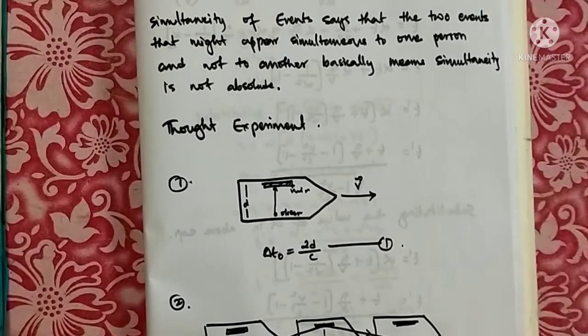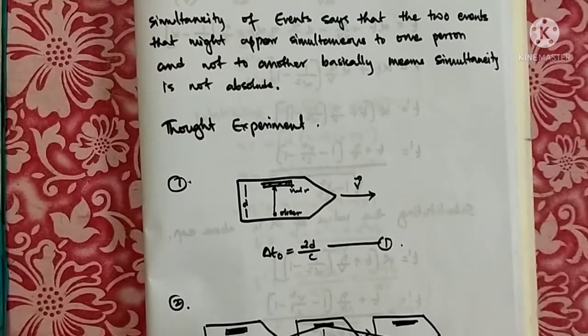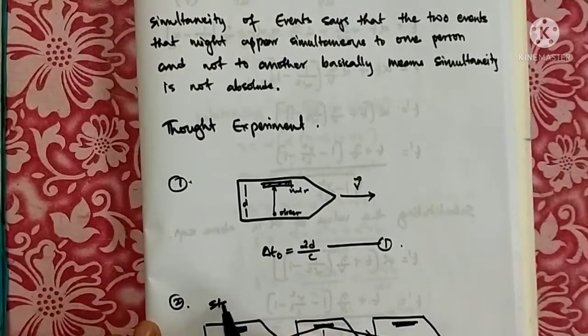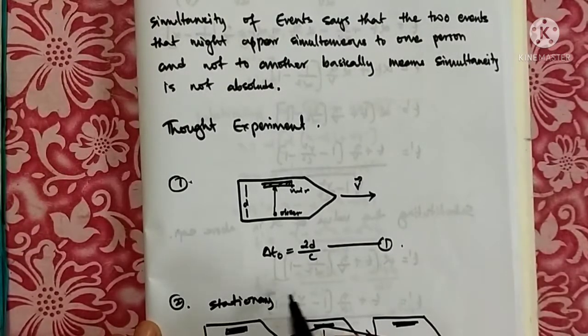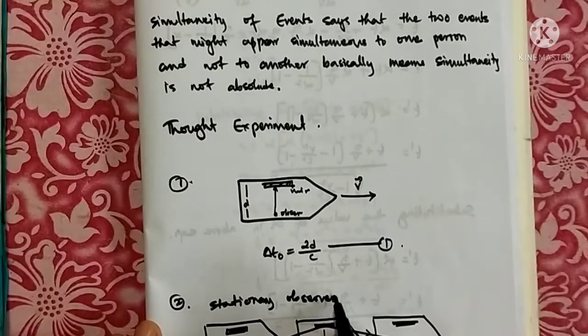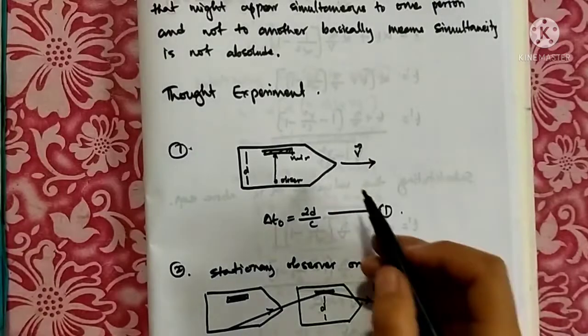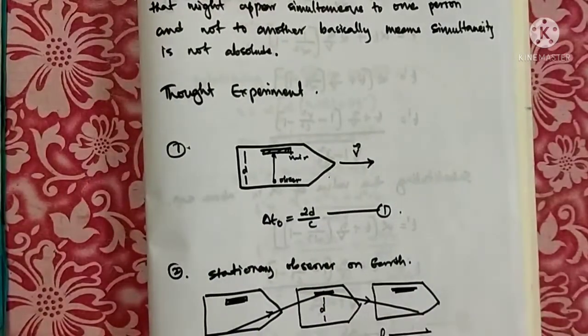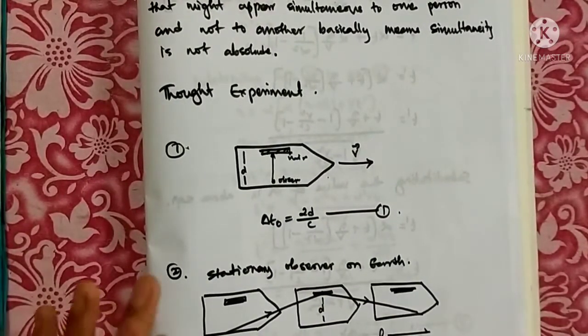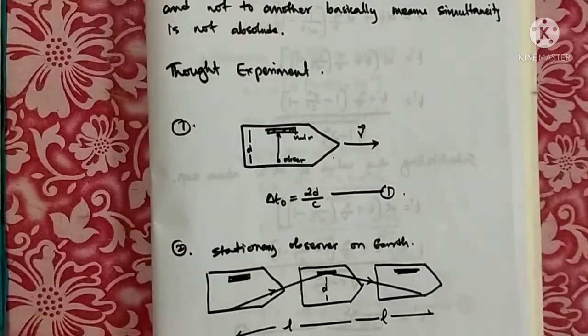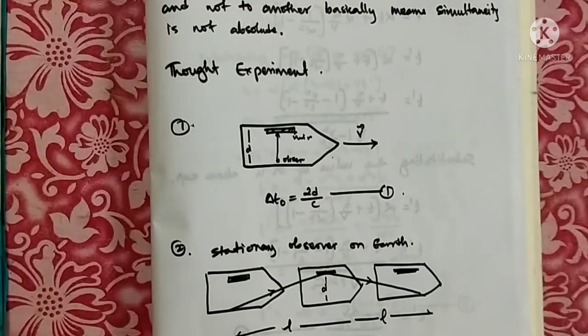Distance and a length between them. A stationary observer on Earth, and this is inside this spaceship. We are doing a thought experiment. In the first case, the observer is inside this spaceship, and in the second case, the observer is stationary on Earth.